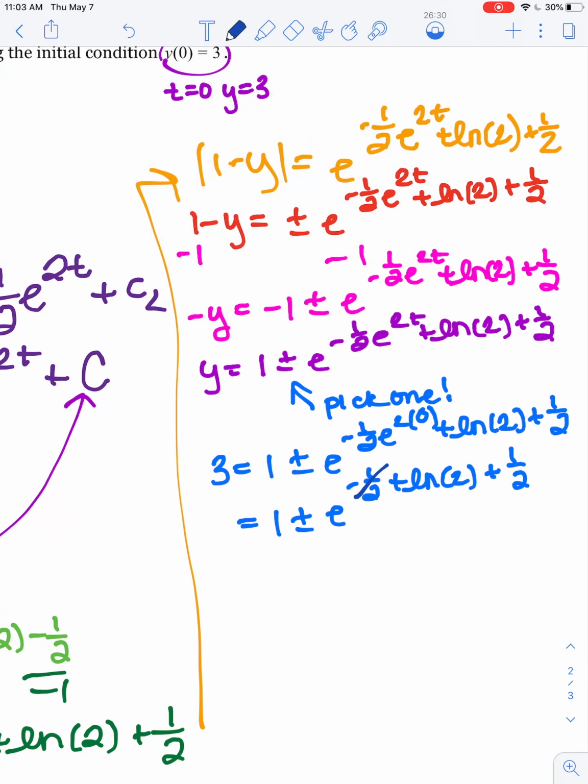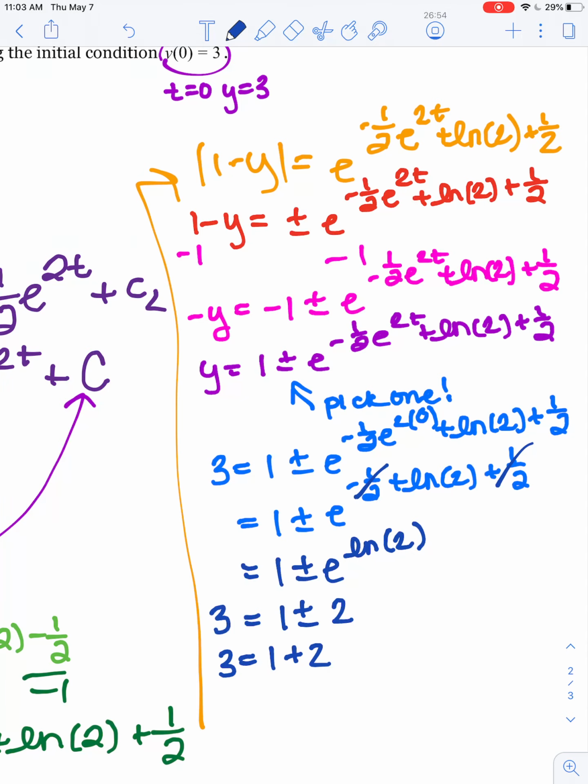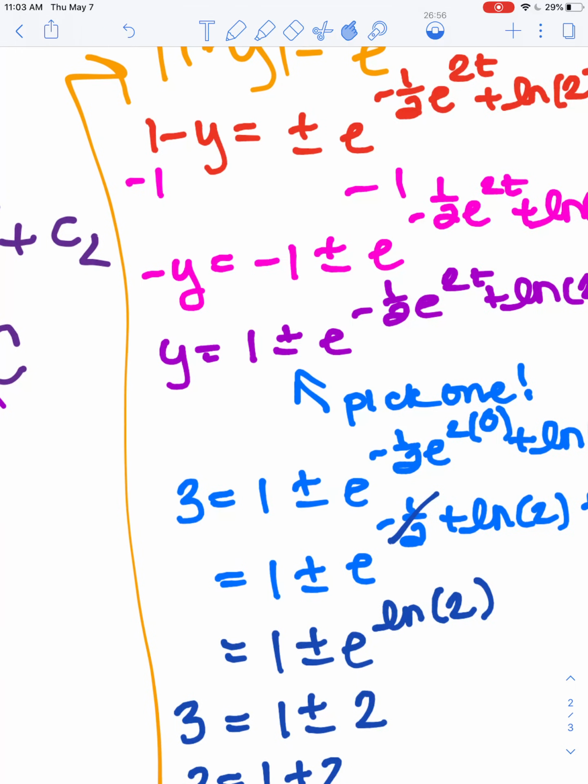And that's nice to see because we have the cancellation of the 1/2, and this then is 1 plus or minus e to the natural log of 2. We know that e and natural log are inverse functions, so this becomes 1 plus or minus 2. If I want that to be 3, I can see pretty quickly that I'm going to have to choose plus 2. So back up here in my function, when I was trying to decide plus or minus, now I know using my initial condition that it was to be the positive.